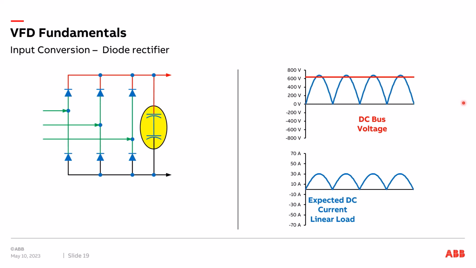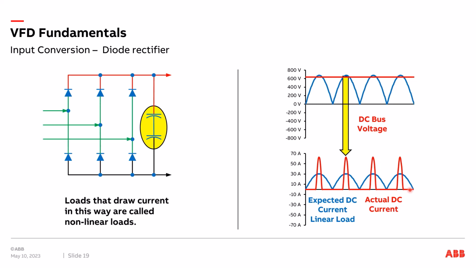In this case here, as the capacitor's voltage drops below 650 volts, every time the capacitor's voltage is lower than the peak voltage coming in through the rectifier, we see a current draw. And this current draw occurs as peaks. Loads that draw current in this way are called nonlinear loads. So as a nonlinear load, our current is only drawn whenever our DC bus voltage has dropped below the peak voltage of the incoming voltage. This is important because this is what causes nonlinear loads and causes harmonics.